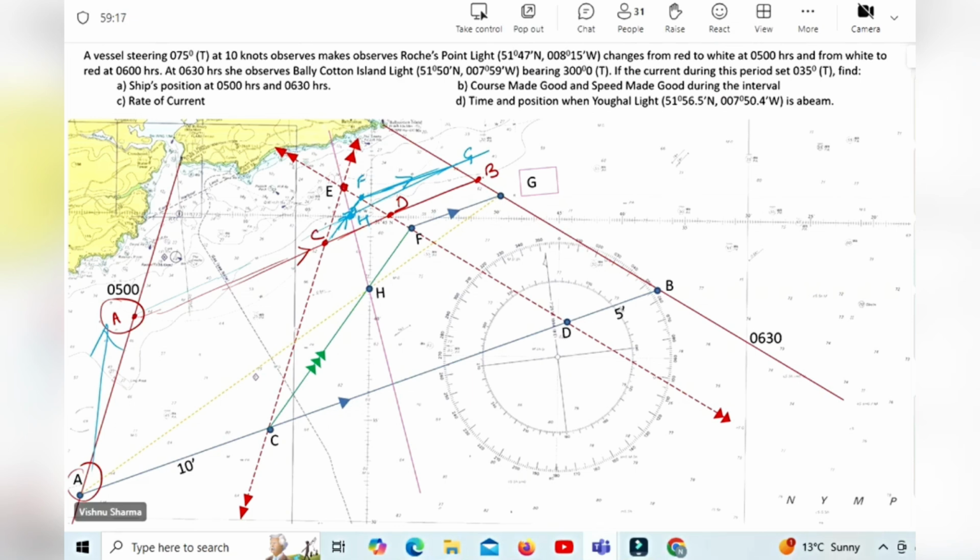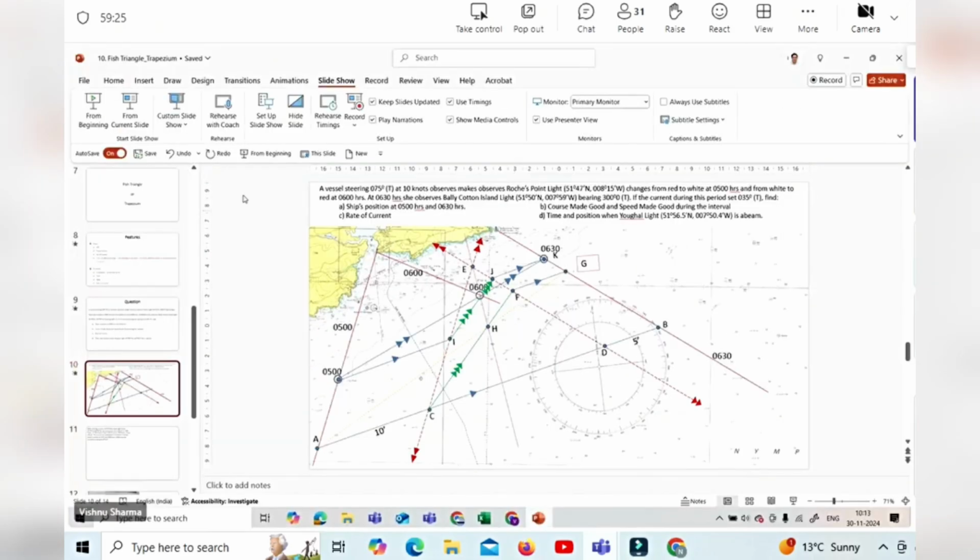Class, is it clear? Yes, sir. Okay. Now, sometimes there can be an issue. Let me first address that, and then we'll continue with the 6 o'clock position after that.